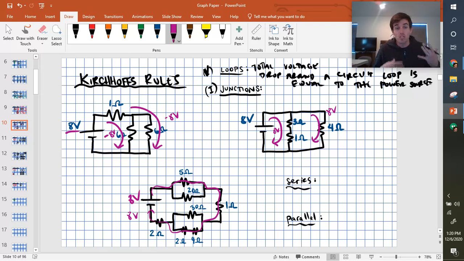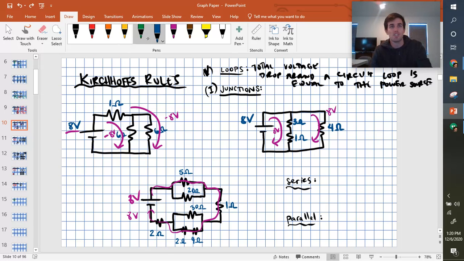So that means whatever the voltage of each resistor is, it will add up to 8 if it's on the same loop. That does not mean, however, that the voltage drops of these ones are going to add up to 8, because they're not on the same loop. Only something along a single loop has to add up to 8. So that's Kirchhoff's loop rule.